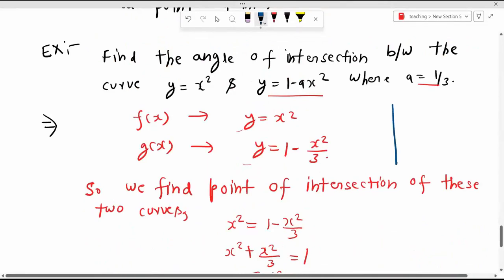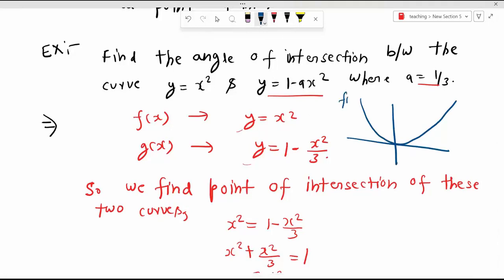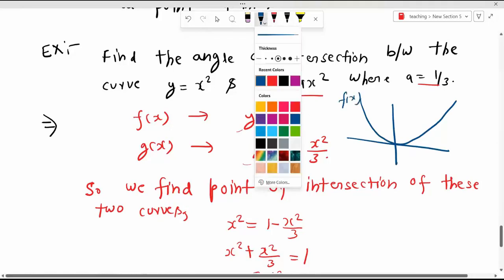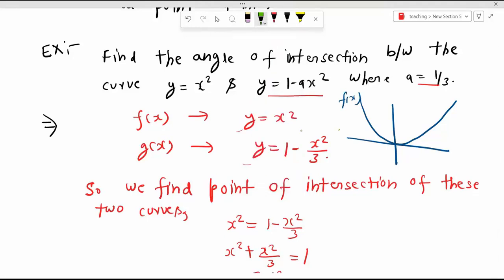y is equal to x square. So the graph of this function looks like this. This is f(x). And what is the graph of y is equal to 1 minus x square by 3? Actually, it gives 0 at root 3, because root 3 square is equal to 3, and 3 by 3 is equal to 1 here. And it is symmetrical about the y-axis, and otherwise its value will go down.